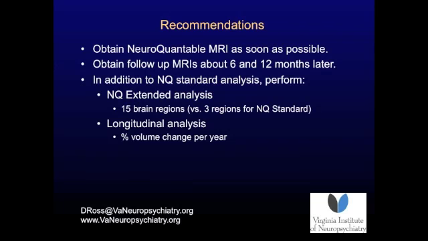Okay, now the next point is that in addition to the NeuroQuant standard analysis, which is what Cortex Labs will give you automatically, I think it's useful to do the NeuroQuant extended analysis, which extends the standard analysis in a couple important ways. First of all, we have 15 brain regions instead of 3 regions given with the standard analysis. And secondly, we can do the longitudinal analysis looking at change over time and compare that to normal controls change over time that we talked a lot about in this talk.